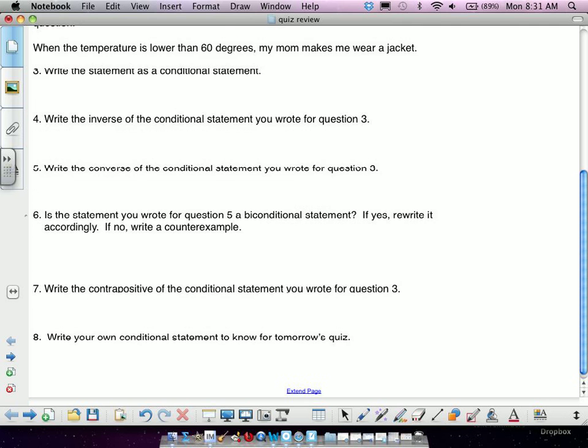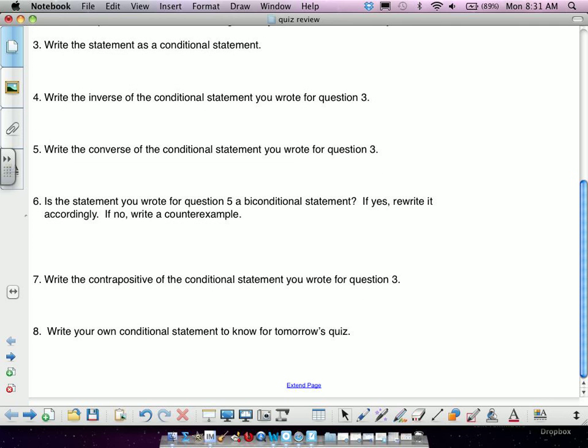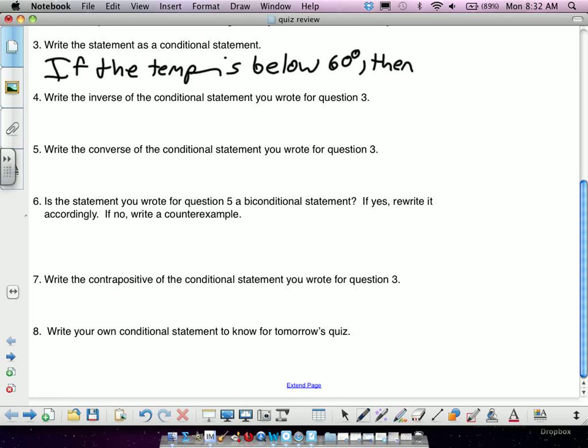Okay. So this is: if the temperature is below 60 degrees, then my mom makes me wear a jacket.